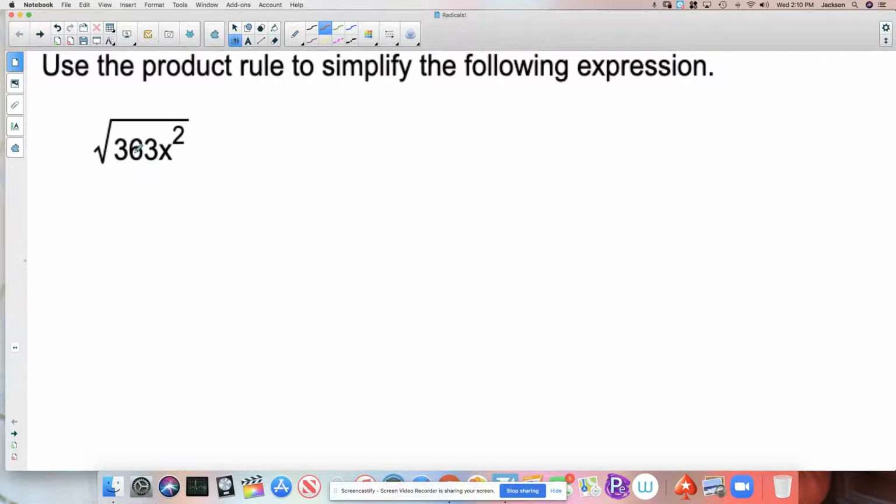First of all, some terminology. Most of these lessons show this symbol. This is called a radical symbol. Typically I would refer to this as radical 363x squared, is how I would say that. I would not say that this is the square root of 363x squared. I just say radical.